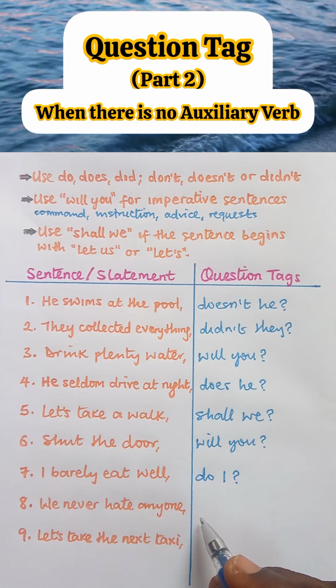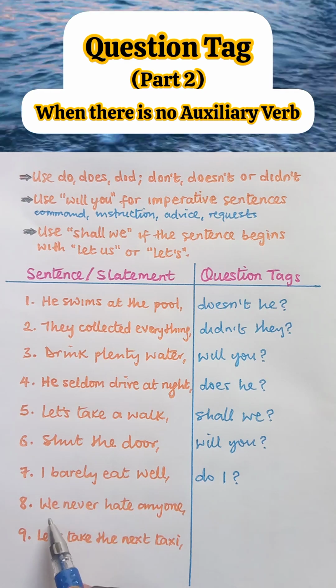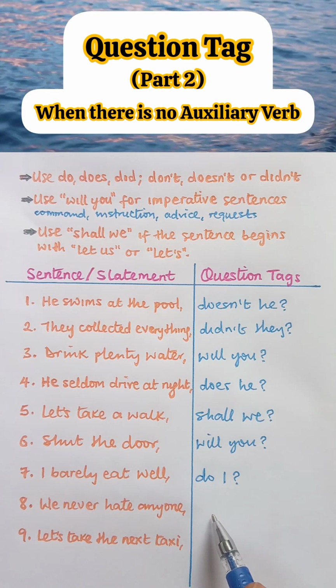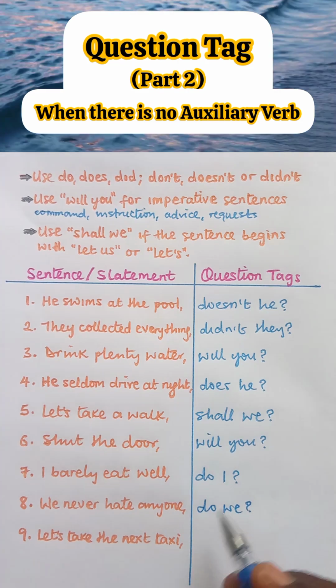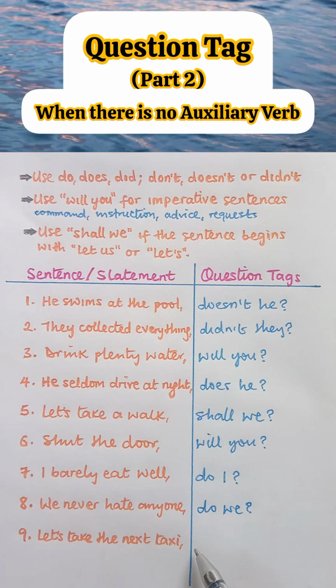Number 8, we never hate anyone. Now, never has a negative meaning, and so the statement we never hate anyone is negative, so our question tag should be positive. We never hate anyone. Do we? Lastly, number 9, and I think you should answer this number 9.